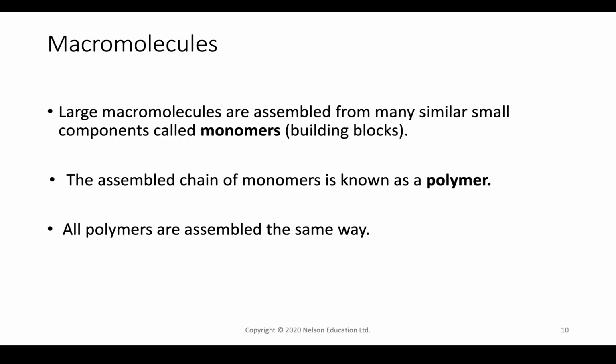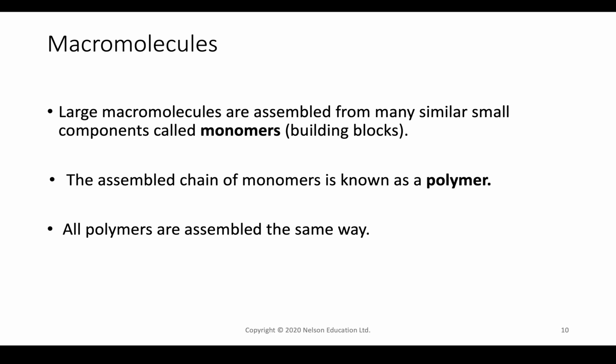All of these macromolecules are assembled from smaller building blocks, what we call monomers. I like to refer to them like train cars. When you're making a long train, you're going to use a lot of different train cars. Each individual train car is a monomer, and when you put a couple of them together, you make a dimer and then a trimer, and eventually 3 or more becomes a polymer, right? So an assembled chain of monomers is known as a polymer, and they are all assembled the same way.